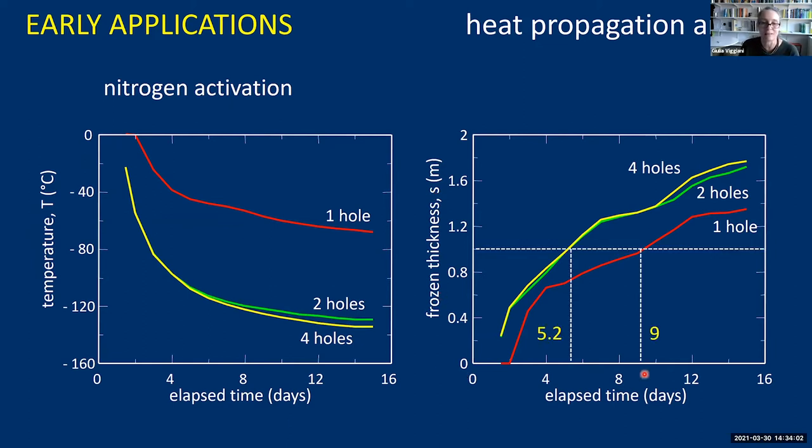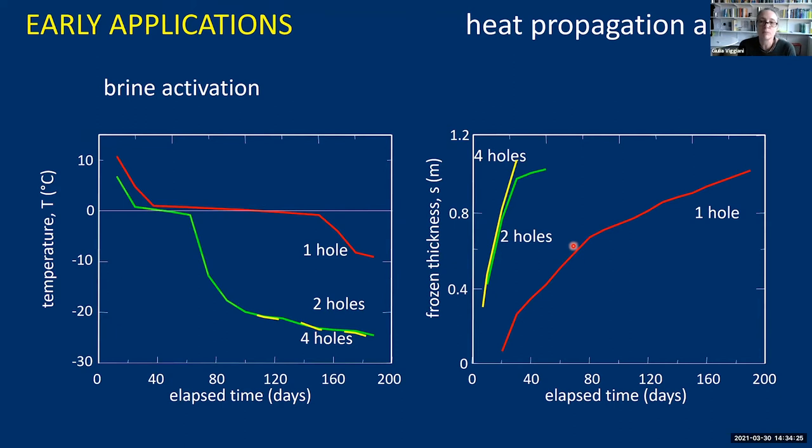And you can tell that if you activate with nitrogen and you use just one hole, it takes 9 days before you form a 1 meter thick cylinder around the one hole. Whereas if you're using two or four holes, this time goes down to about 5 days. You only need 5 days to create the 1 meter thick wall.